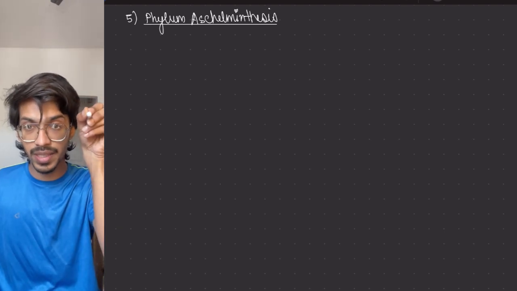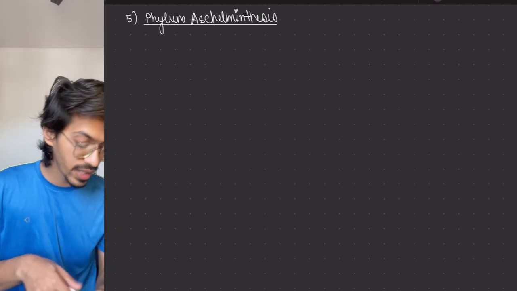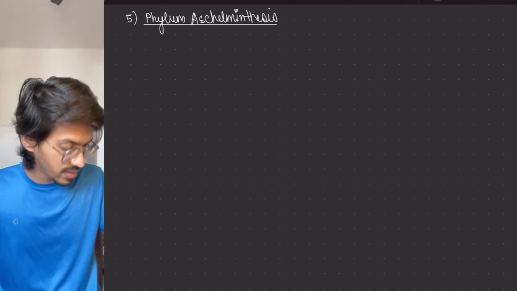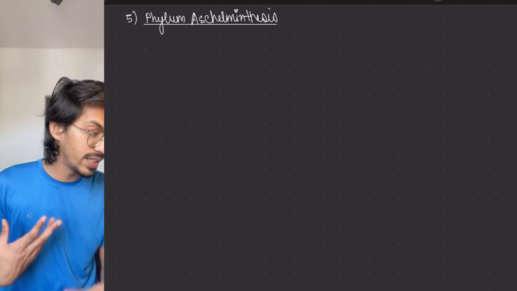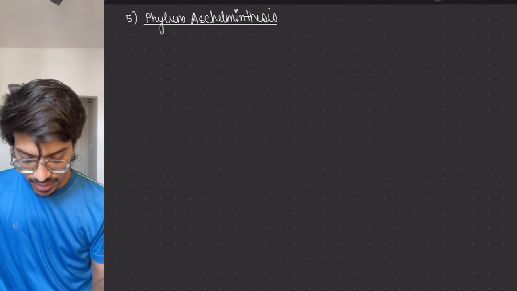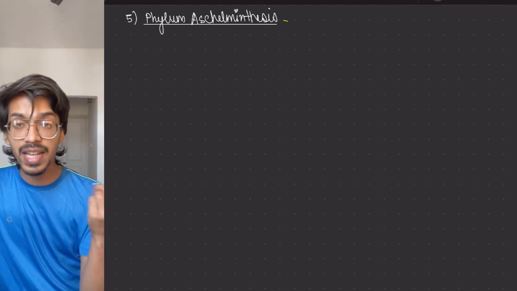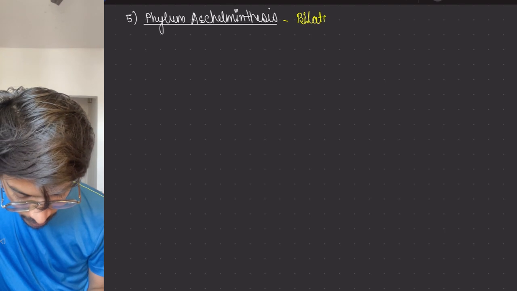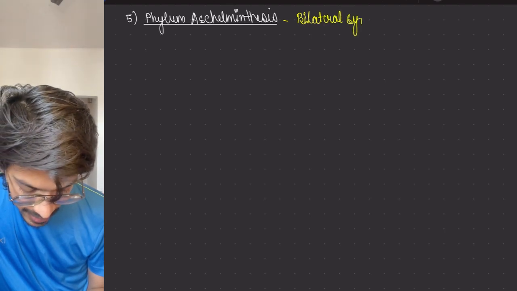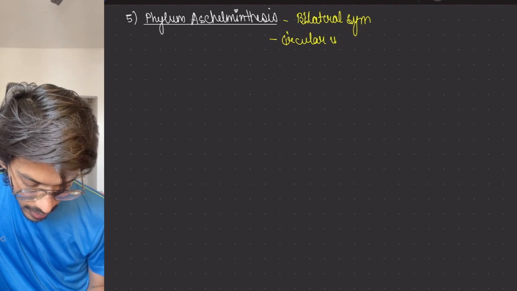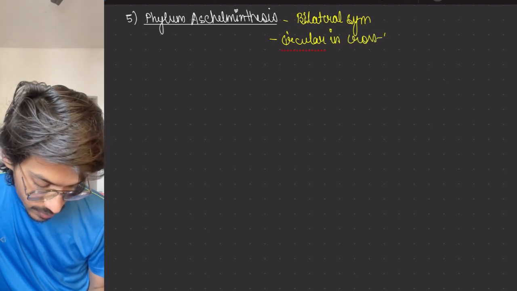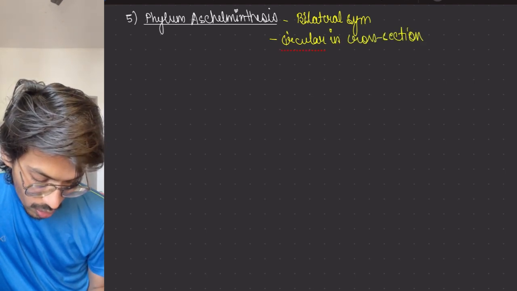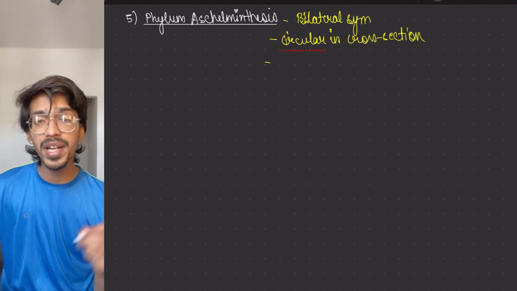There is a presence of muscles. Circular muscles are present around it. Okay, so this we have to remember. And the next thing is their symmetry. The symmetry would be bilateral symmetry. They are circular in cross section. Next point, basic features.